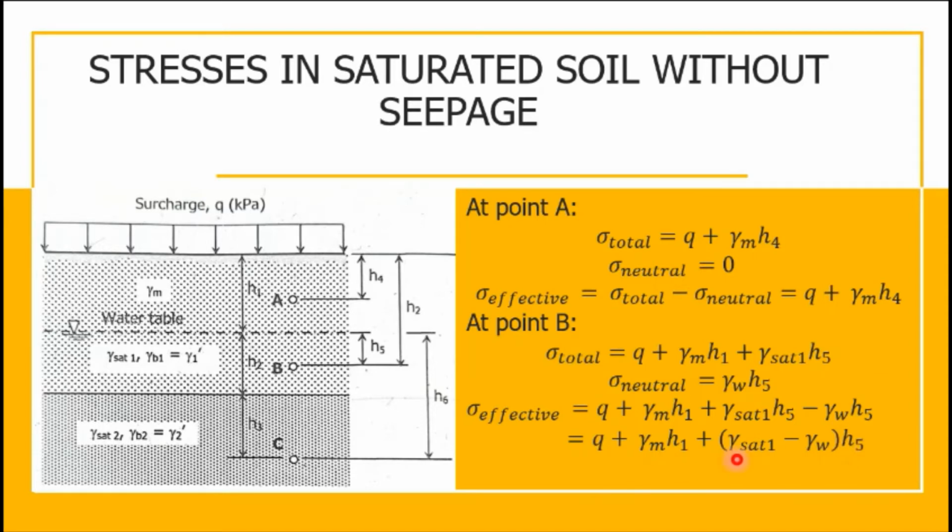And then if we look at this one, we all know that the saturated unit weight minus the unit weight of water is equal to the buoyant unit weight. That's why this is equal to buoyant unit weight. It has buoyant unit weight in here. So, therefore, the effective stress at point B is equal to Q plus moist unit weight H sub 1 plus buoyant unit weight sub 1 H sub 5.